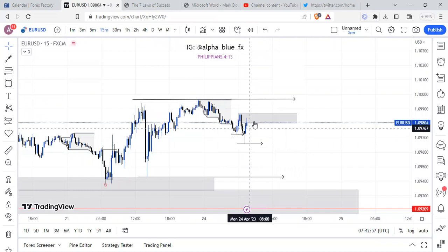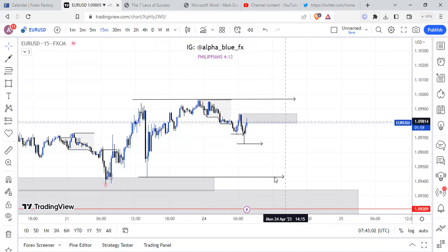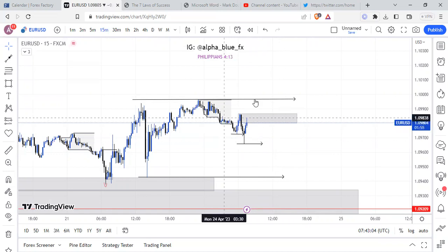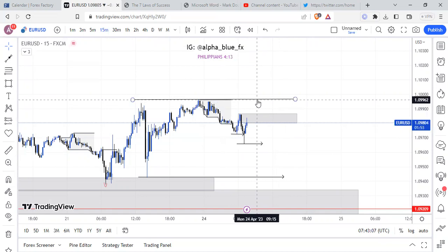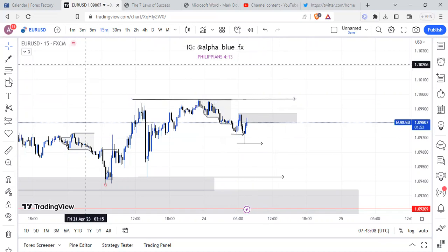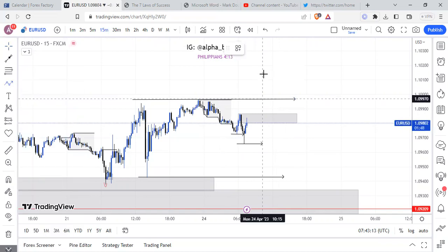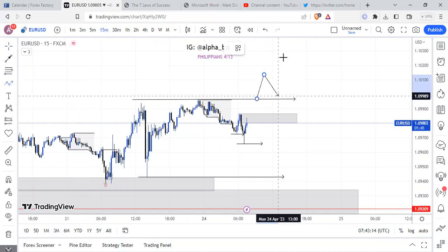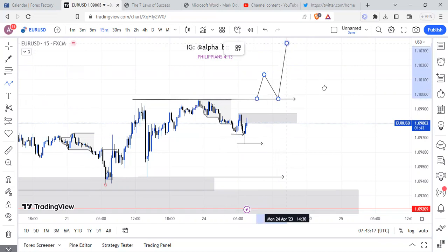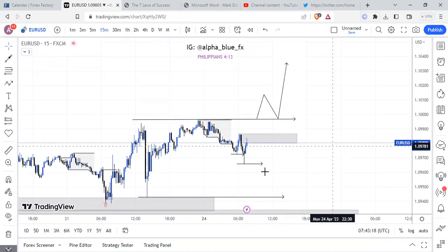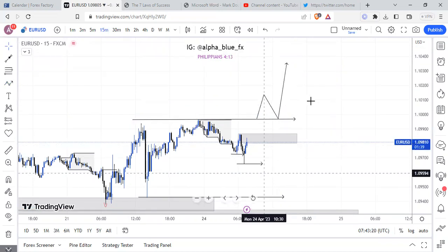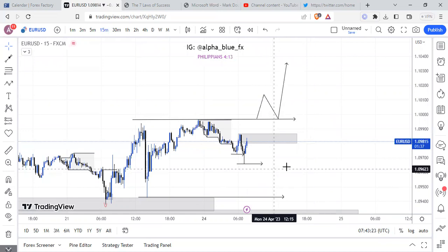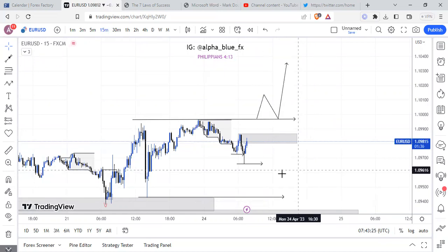I won't sell right here. I'll wait for it to break this structure again before I look for sell opportunities to this week right here. Or it breaks this structure up here and then it breaks this level up, gives us a retest, and then I buy. So this is what I'm looking to do. This is what I'm waiting for to happen on this pair.